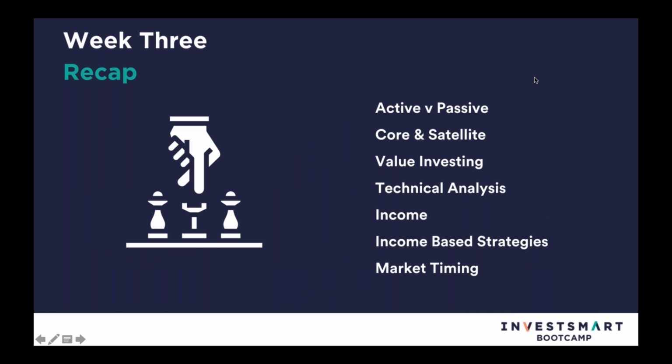In week 3, so last week, we looked at a few different investment strategies and we covered the difference between active and passive, core and satellite, and value investing. We looked at some technical analysis along with income-based strategies, but also market timing.